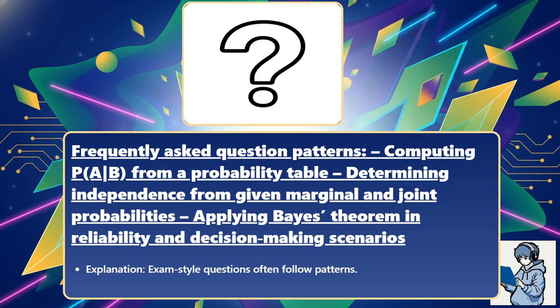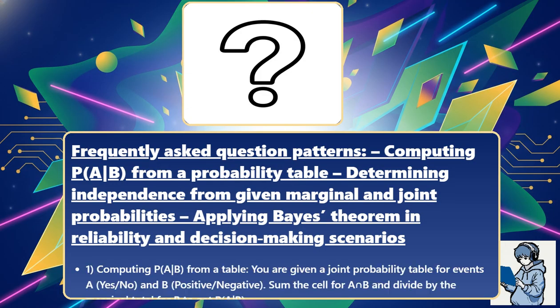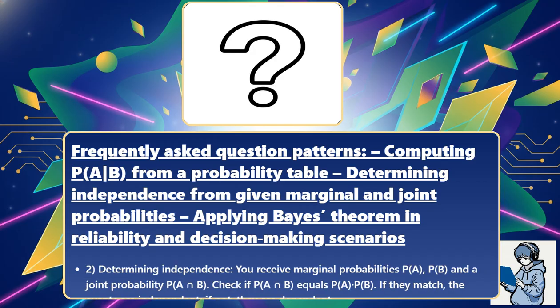Explanation. Exam style questions often follow patterns. Computing P(A|B) from a table: you are given a joint probability table for events A yes or no and B positive or negative. Take the cell for A ∩ B and divide by the marginal total for B to get P(A|B). Determining independence: you receive marginal probabilities P(A), P(B), and a joint probability P(A ∩ B). Check if P(A ∩ B) equals P(A) times P(B). If they match, the events are independent. If not, they are dependent.